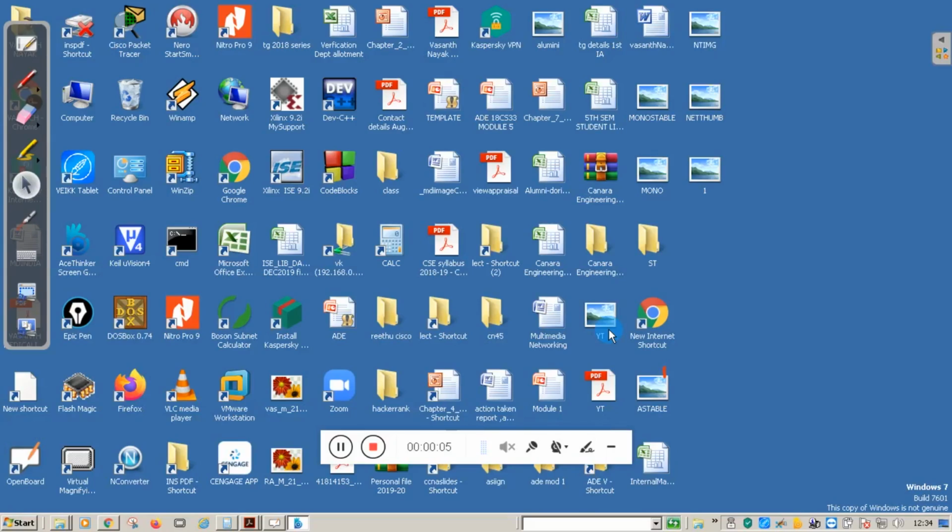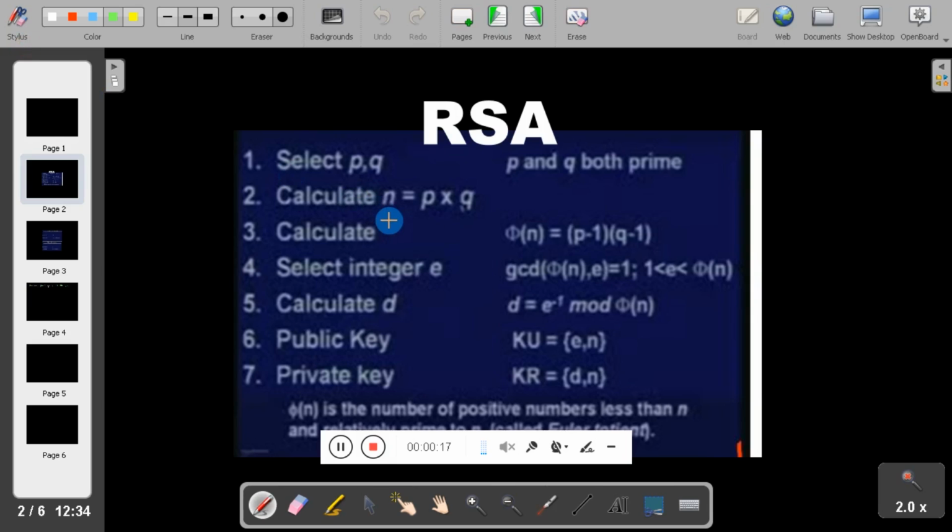In the previous session we discussed the RSA algorithm. In this session I will discuss some of the problems related to RSA. RSA is an asymmetric key encryption technique, an algorithm related to public key encryption. Public key encryption is also known as asymmetric key encryption. In public key encryption we use two keys, one is public and the other one is private.